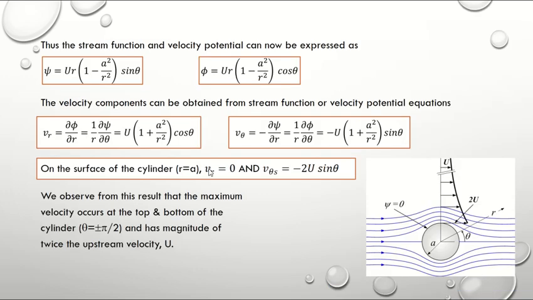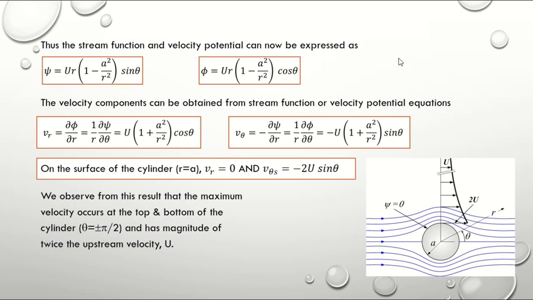Okay, so we can rearrange the stream function and velocity potential, which is psi equal to U r (1 minus a squared over r squared) sine theta, because now k equals U a squared, as mentioned in the previous slide. For phi, the velocity potential, it is equal to U r (1 minus a squared over r squared) cos theta.